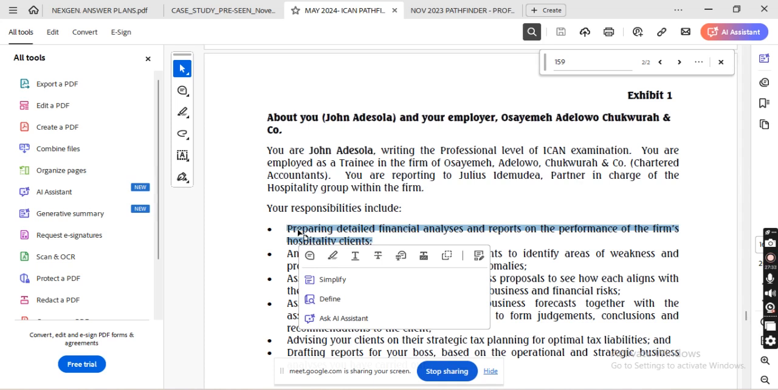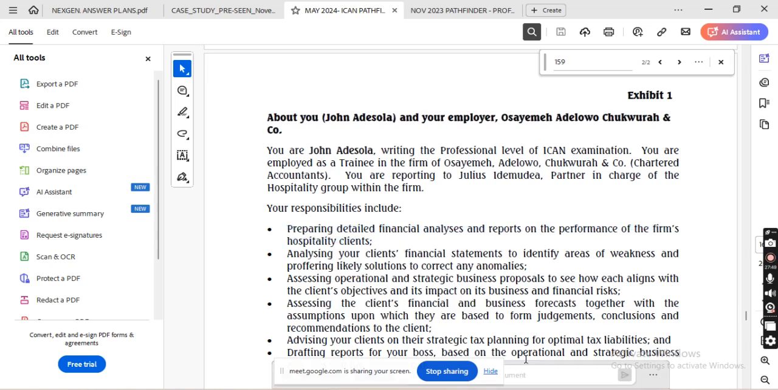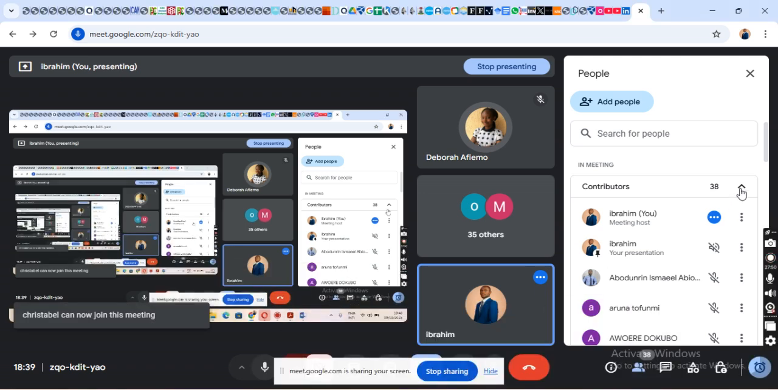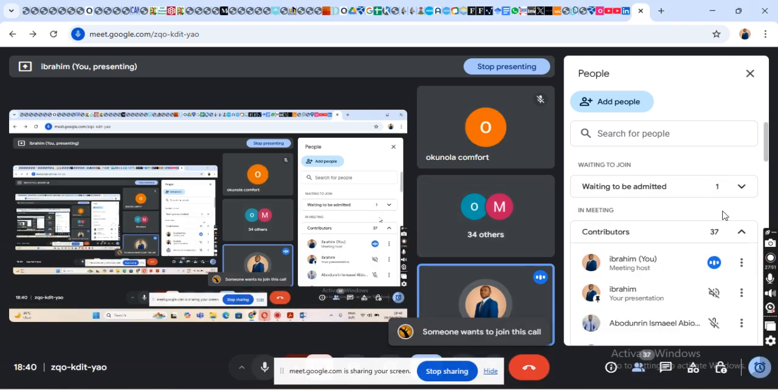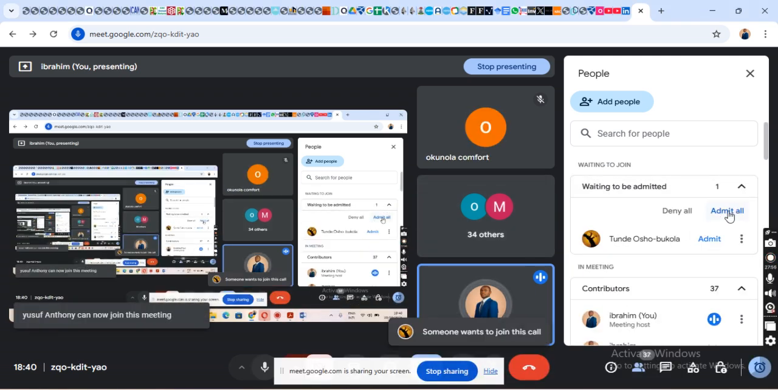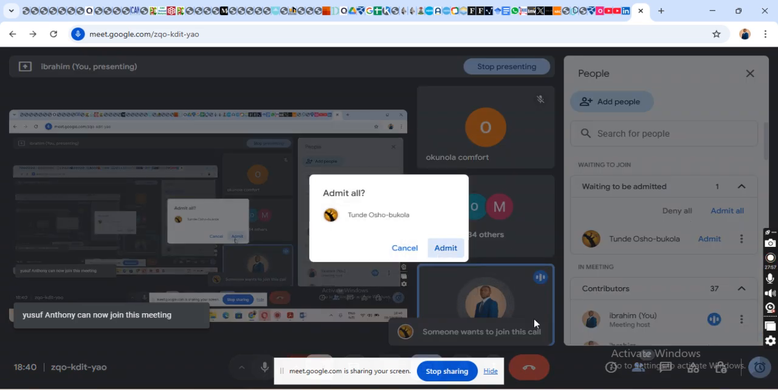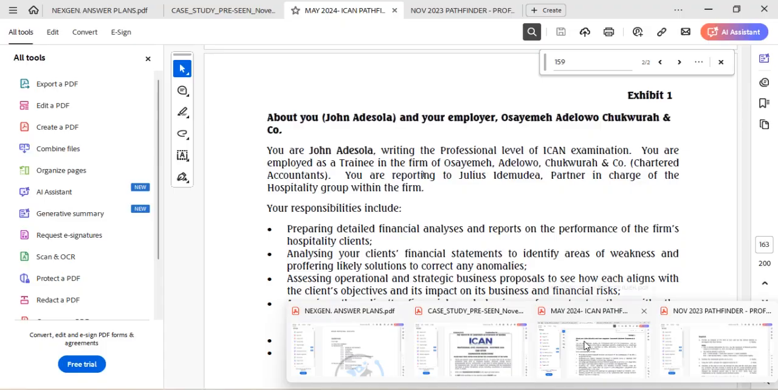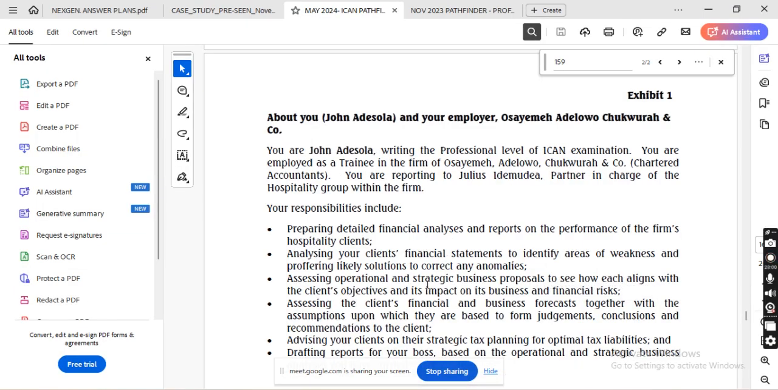Why? Because you are a trainee first. You establish that, and you are being employed by Osayemi and Co, a chartered accountant firm, and you are to prepare this. Of course, you don't expect your boss, Julius, to be doing financial analysis and all those small works. You'll be the one to do that work. You can see that the first responsibility is talking about financial analysis. You have to do a financial analysis.